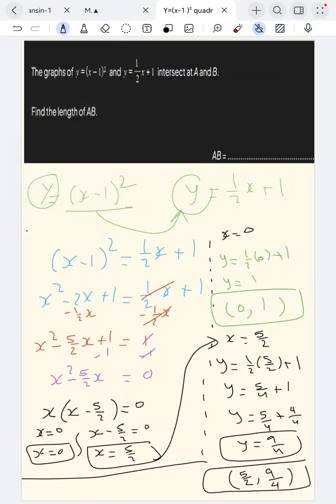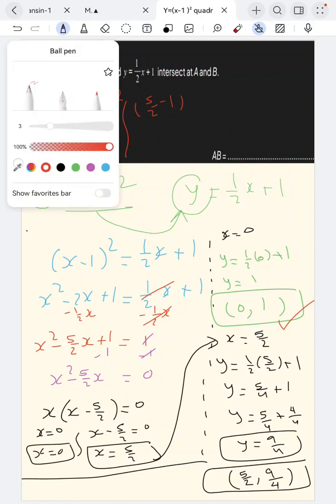If you put x as 0, 0 minus 1 to the power 2 is negative 1 to the power 2, which is 1. So when x is 0, y is 1. That's correct. So this point is correct. Also check the other point. When x equals 5 over 2, so 5 over 2 minus 1. Sorry, wait a minute. I don't know what I did here.